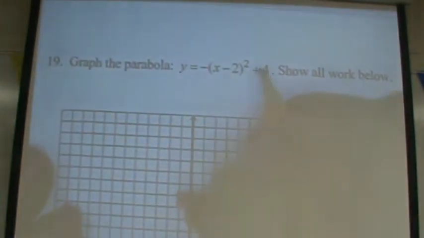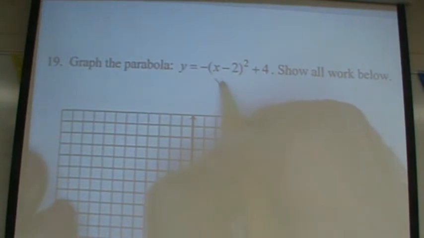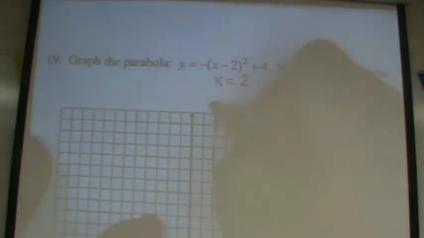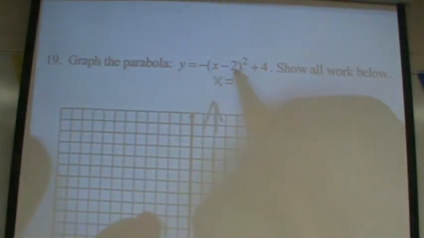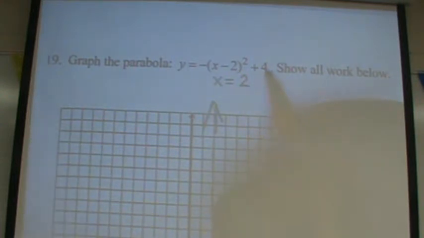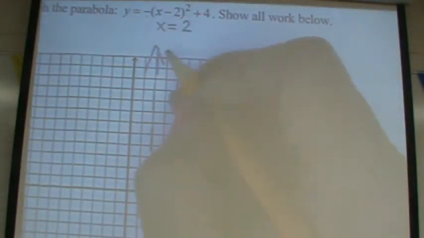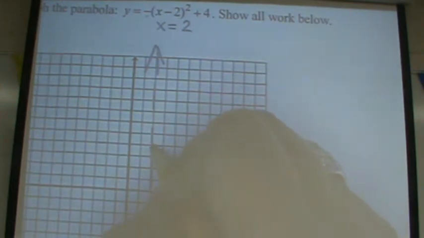Number 19. This one's in vertex form. This little piece right here, the opposite of this, x equals 2, is your axis of symmetry. And the opposite of this, comma this, is your vertex. So 2, 4 is your vertex. And this is going down because your A value is negative 1. So we have our vertex, 2, 4. Now, axis of symmetry is x equals 2.